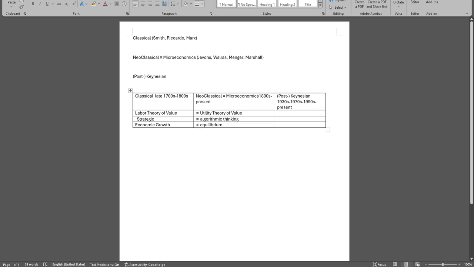So then what is Keynesian? Well, this term here was not one that we had from the early 1800s to the 1930s. More than 100 years went by. There was no term like microeconomics.